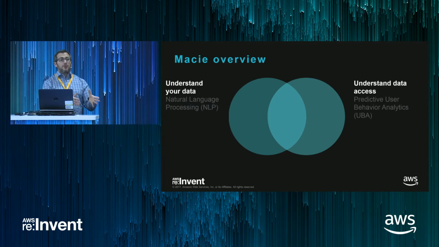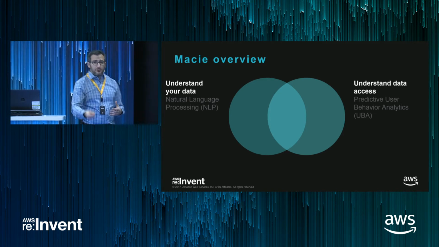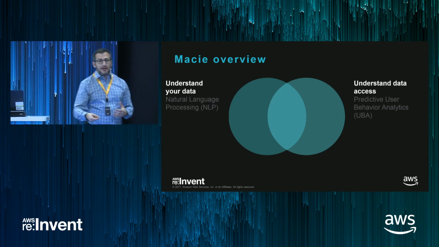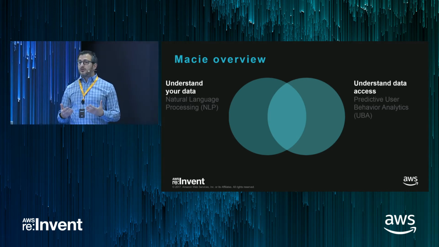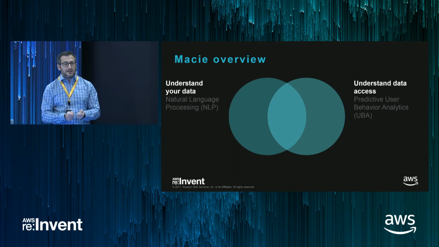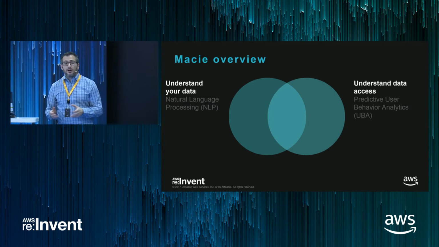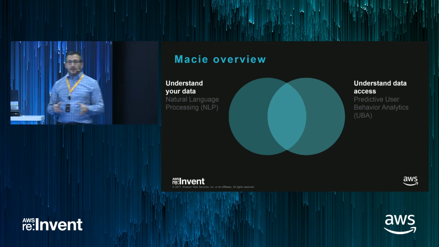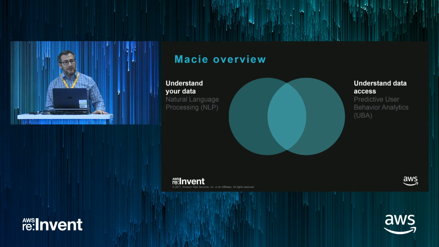So now you know what data you have and how it's configured for access. The third part is who is actually accessing this data and how they are accessing it. Is there any unusual behavior now in my account? And is any user accessing this data in a suspicious way? To answer this, we analyze all the CloudTrail events, the management API, as well as the S3 object level events.